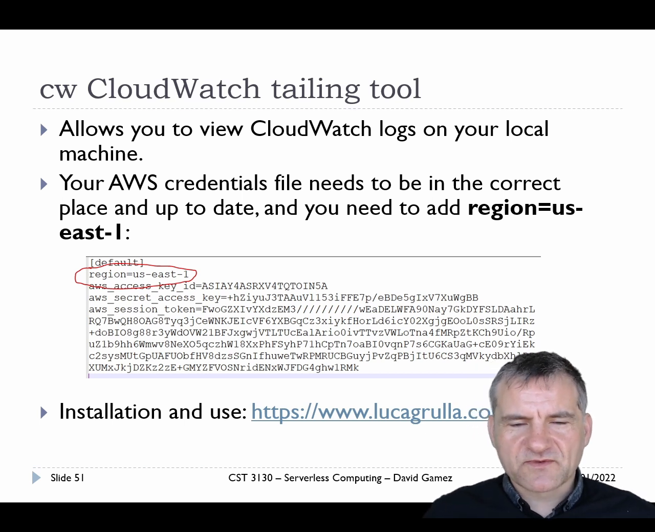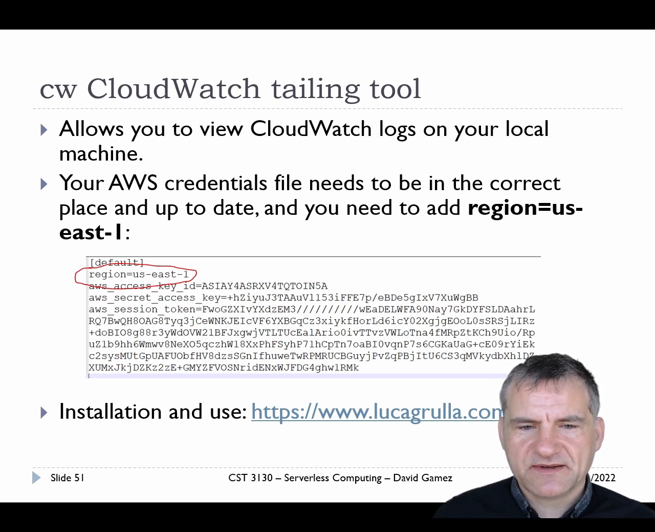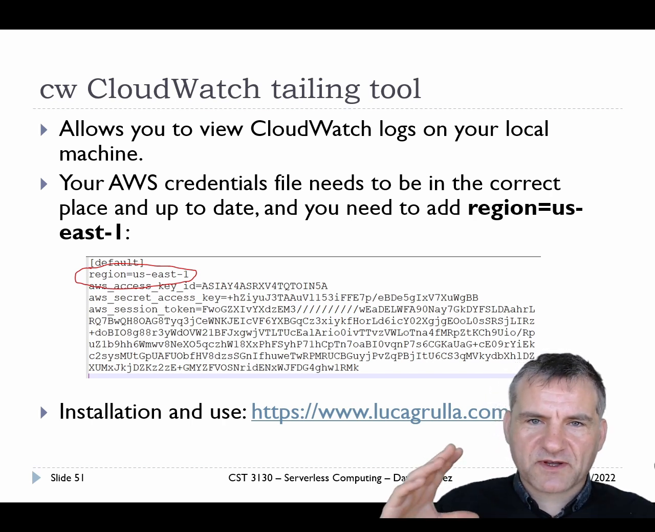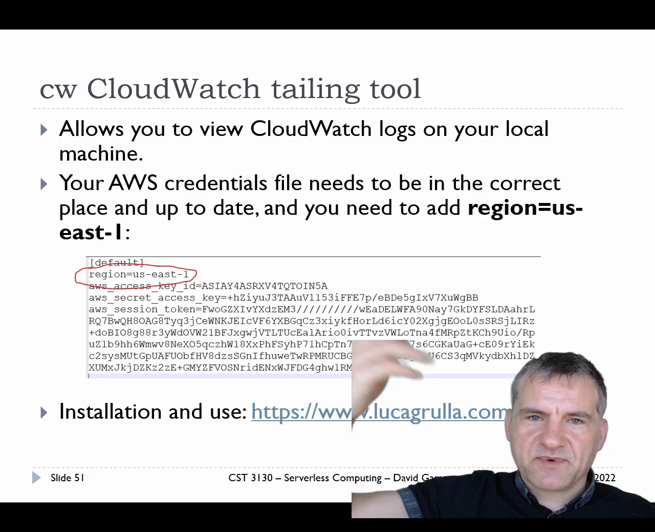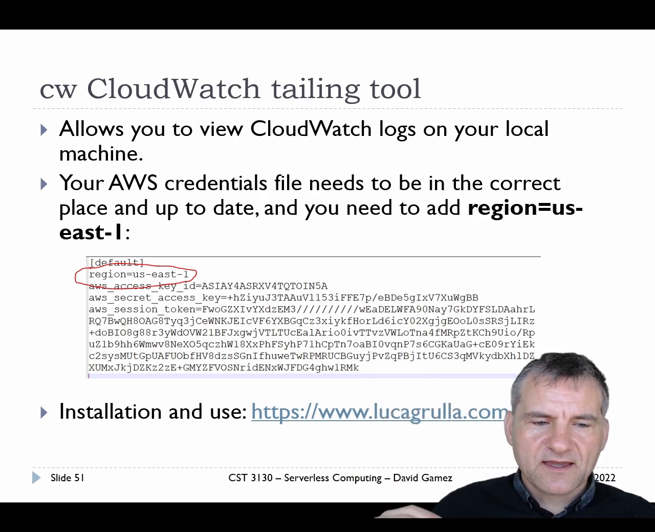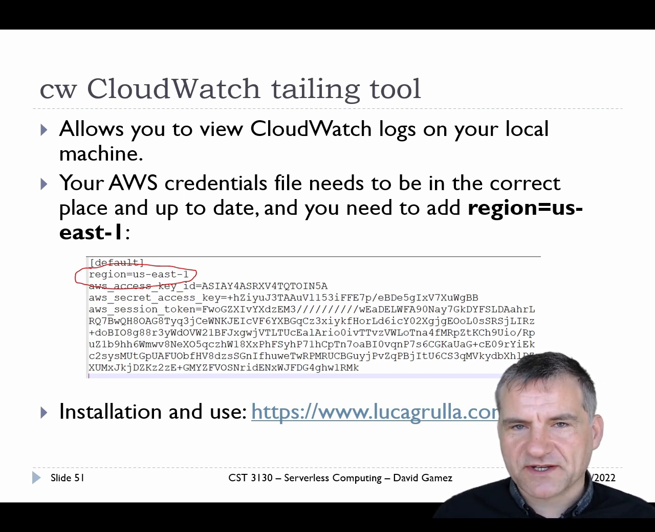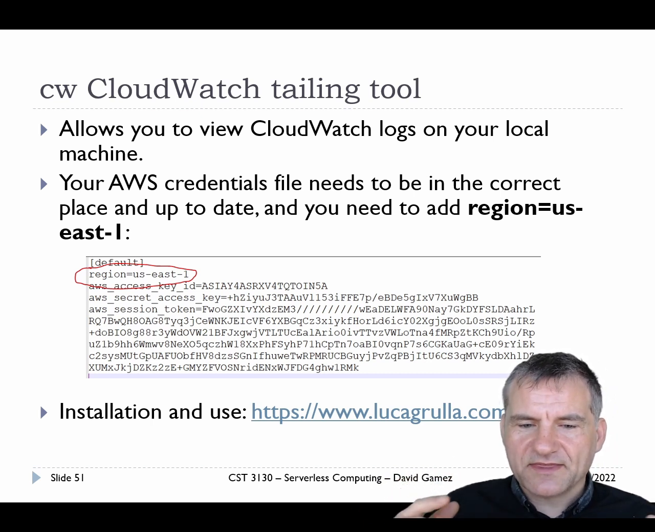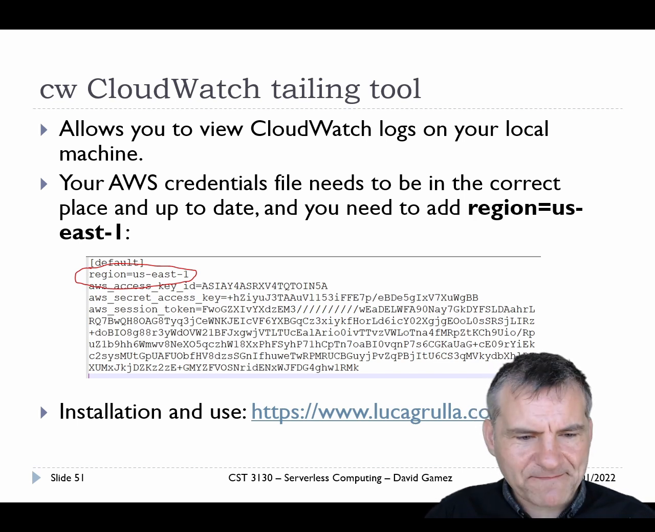So as I said, CloudWatch is all right, but there's easier ways to use it, and CW is one of these. This allows you to see CloudWatch logs on your local machine, but to make this work, your AWS credentials file needs to be in the right place, because what CW does is it uses the credentials file to authenticate itself with the cloud, and then it pulls the logs from the cloud. The crucial thing you need to add to your AWS credentials file is the region. You need to say region equals us-east-1, because that's the one you're using for AWS Educate, and then CW will be able to pull the logs from your account.